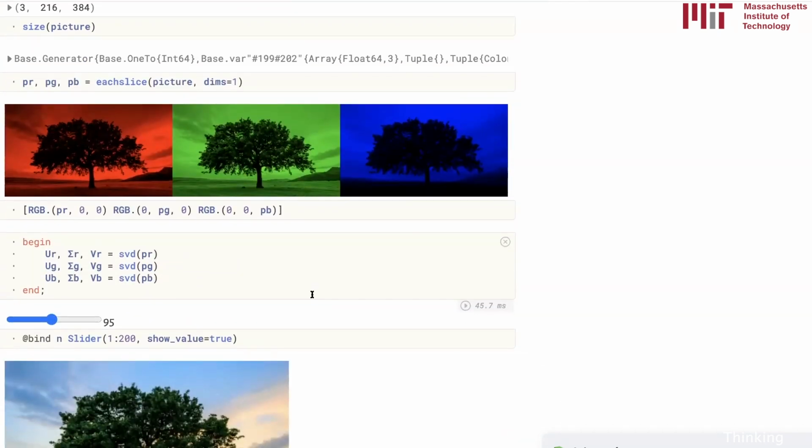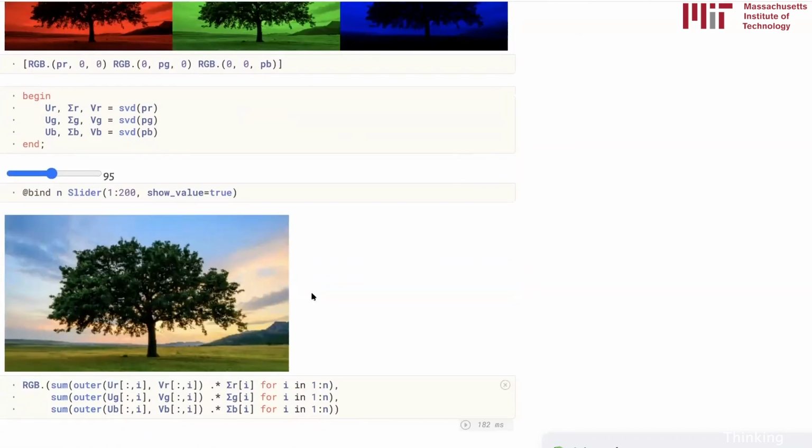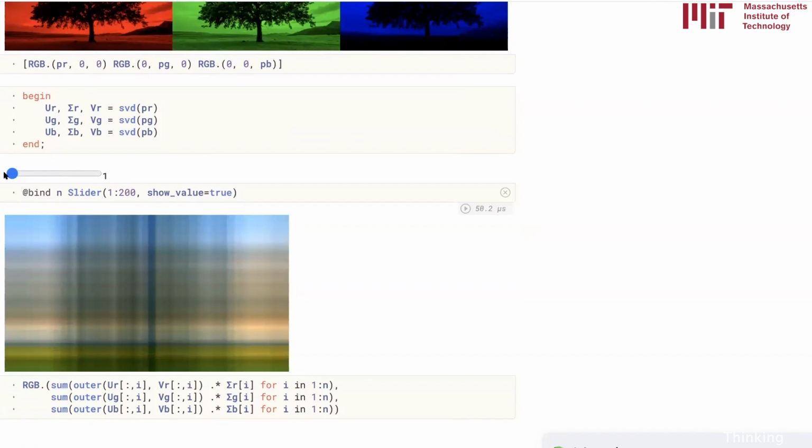What I would like to do is break up this picture using the SVD. So I'm going to take the SVD of the red part, the green part, and the blue part. Remember, the U and the V are matrices, and the sigma are the scale factors, the vector. Let's take a look at what happens if we try to approximate our tree with one multiplication table. Well, there you see the picture.